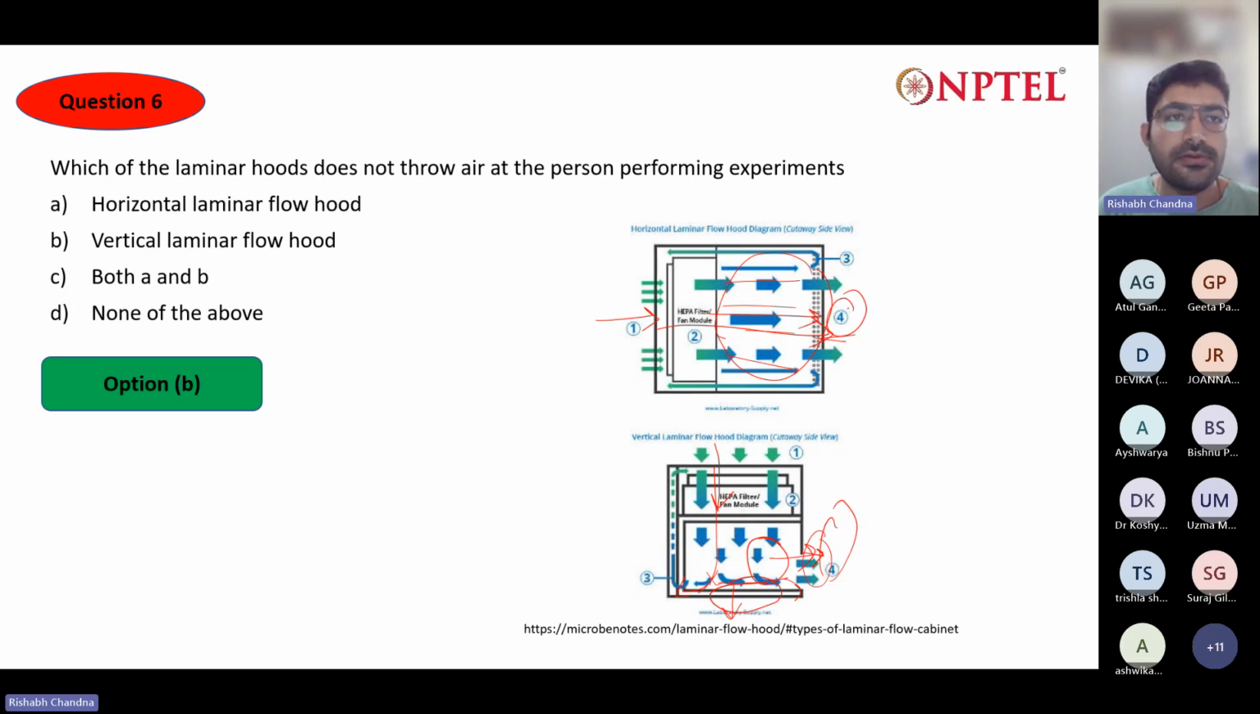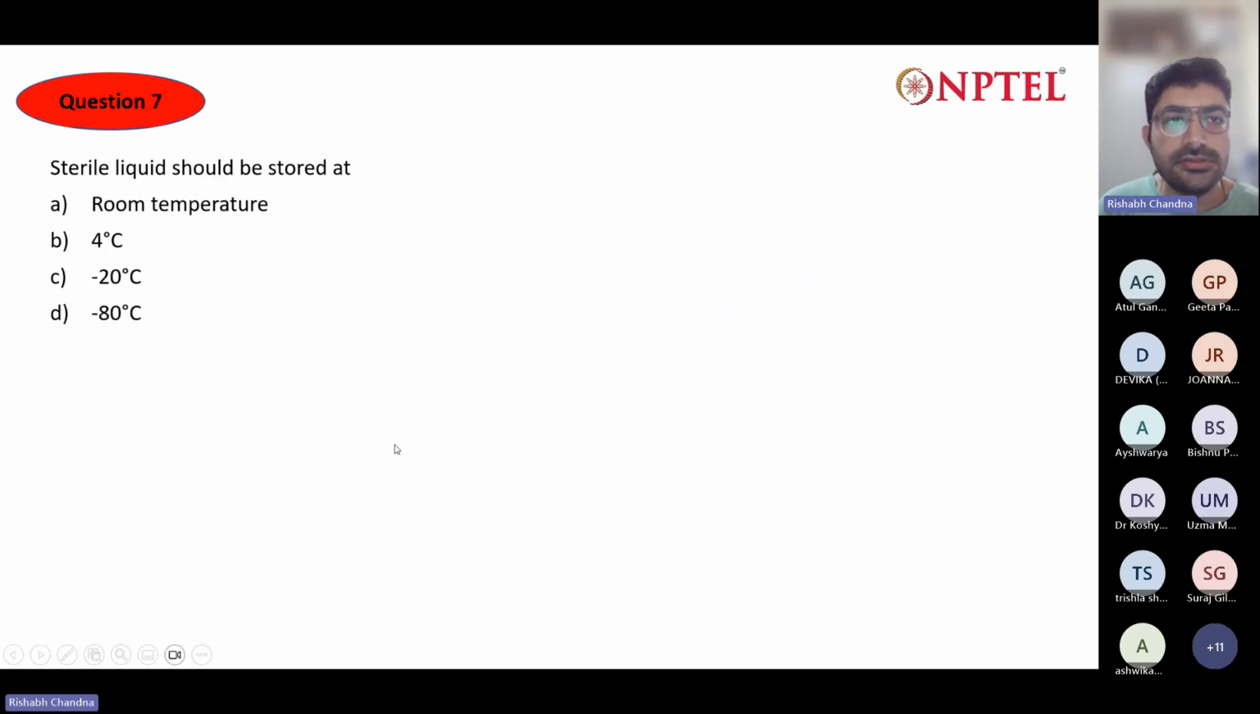If not, then we'll move on to the next question. So the next question is: sterile liquid should be stored at which temperature? Can anybody guess? Room temperature. Okay. Any more answers?